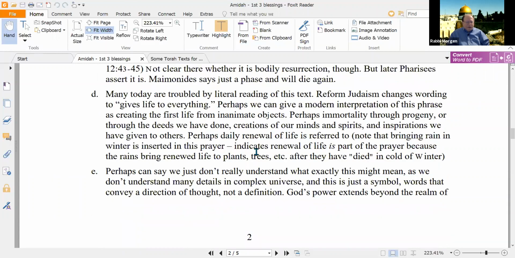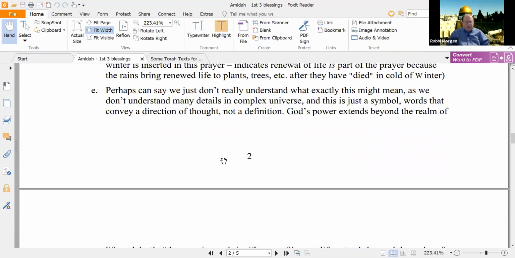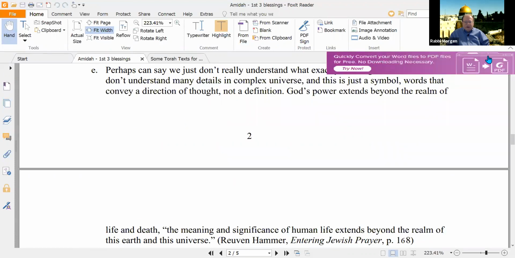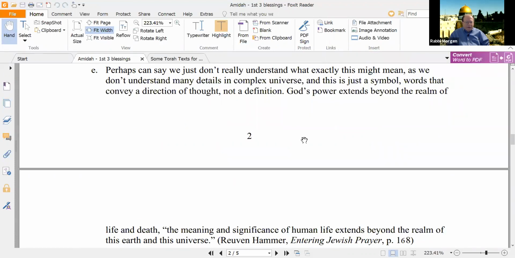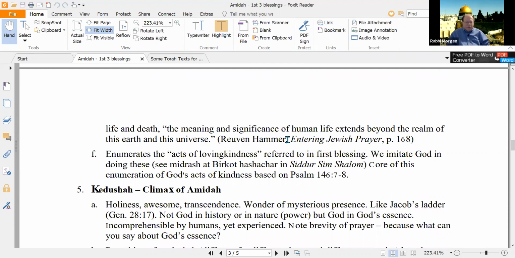So that kind of deals with that. Perhaps we can say we just don't really understand what exactly this might mean, as we don't understand many details in a complex universe, and it's just simple words that convey a direction of thought, not a definition. God's power extends beyond the realm of life and death, and the meaning and significance of human life extends beyond the realm of this earth and the universe. That's from Reuben Hammer, one of my teachers.